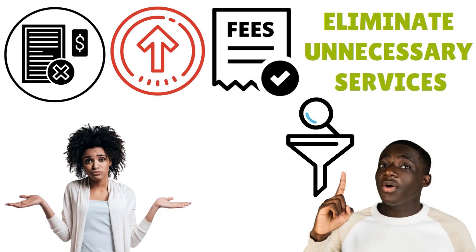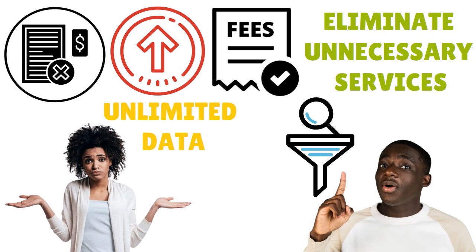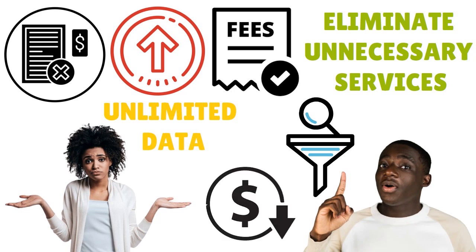So you have to do the filtering. So let me talk to you about some features you might consider adjusting or removing to potentially reduce your cell phone bill. First of all, unlimited data. If you find that you consistently use less data than your plan provides, consider switching to a plan with a lower data allowance. This can actually lead to significant cost savings, especially if you are currently paying for unlimited data that you don't fully utilize.